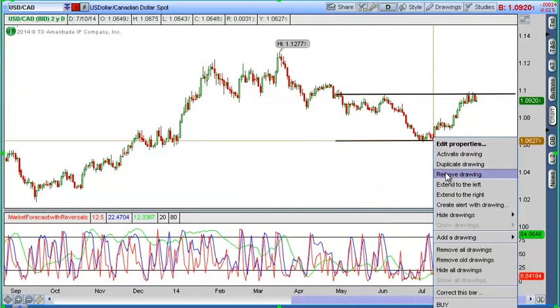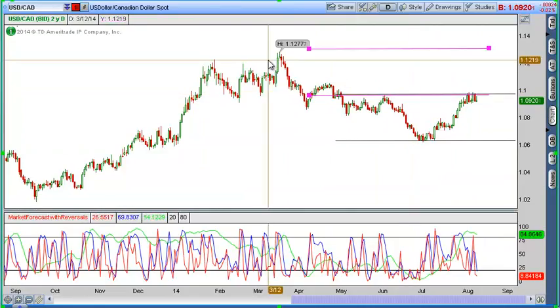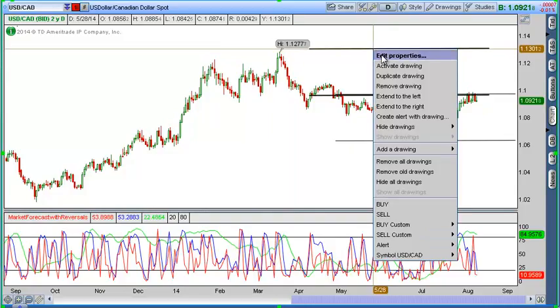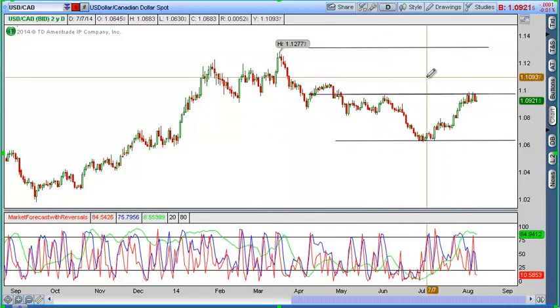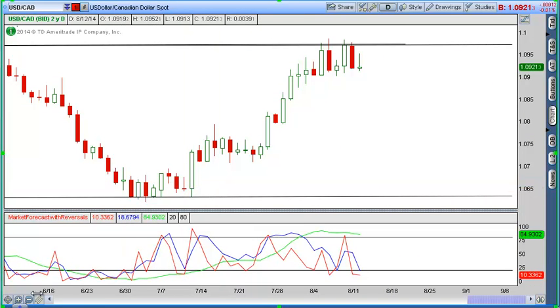What do we expect? Let's duplicate it. If it breaks through the highs, then theoretically we come back to test and even break this high. That wasn't very accurate. Should have been exactly right there. There we go. So that would be an expected move.